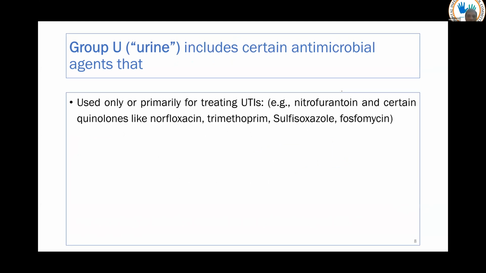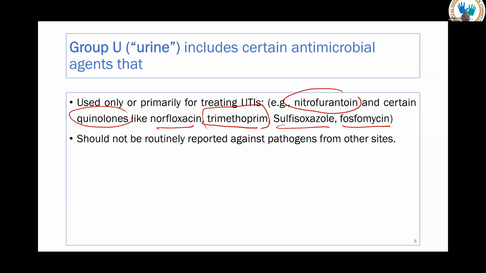The definition: nitrofurantoin is a classical antibiotic. Others are certain urinary quinolones like norfloxacin, and trimethoprim, not cotrimoxazole, only trimethoprim, fosfomycin, and sulfonamides. So these are the urinary specific antibiotics. They should not be reported against any other pathogen from other sites.